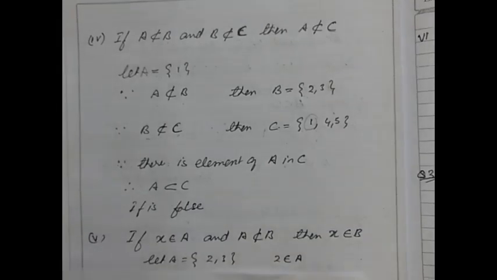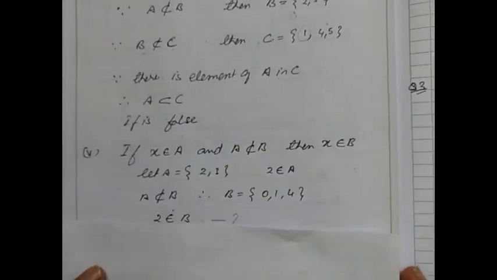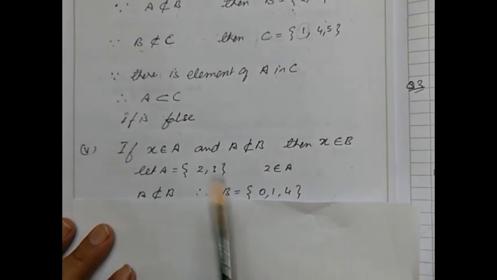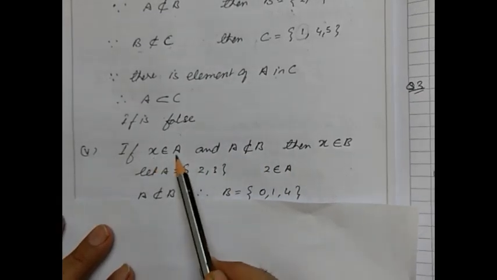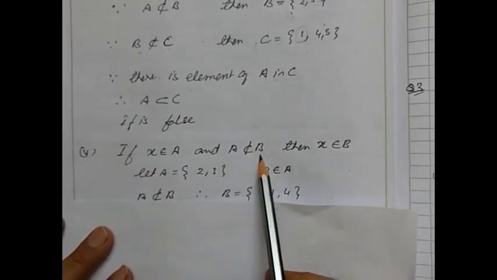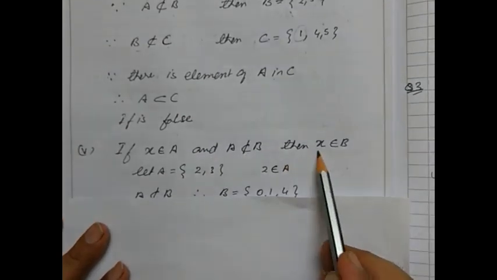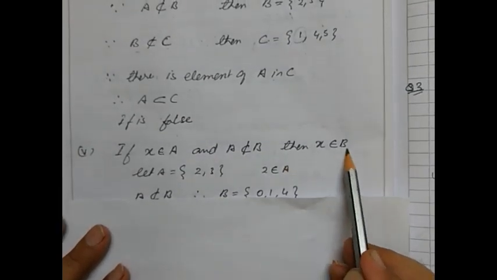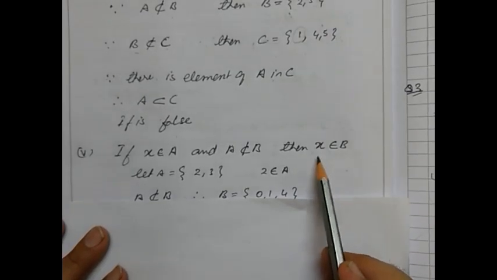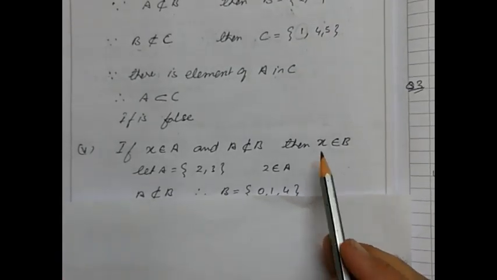Okay. Now we take up the fifth part. The fifth part says X belongs to A and A is not a subset of B, then X belongs to B. So here we say, is it true or false? How will we prove it?